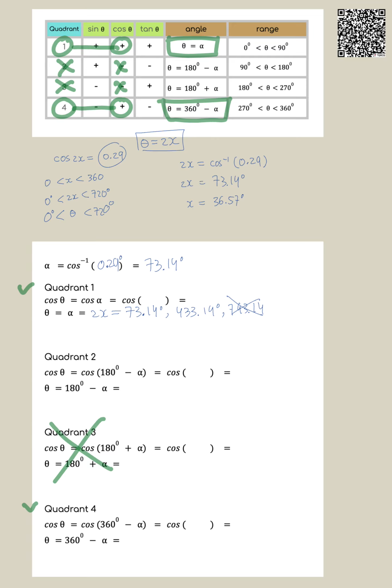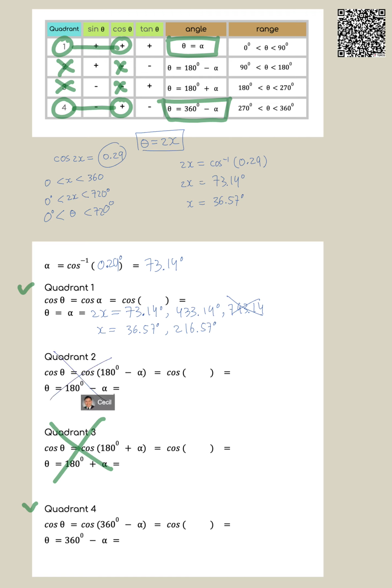Is that the final answer? No. Because there's 2x, we must find the x value. What do we do? We simply divide by 2. 73.14 divided by 2 you will get 36.57. How about 433.14 divided by 2? You get 216.57. So that's the answer. You get 2 answers for quadrant 1.